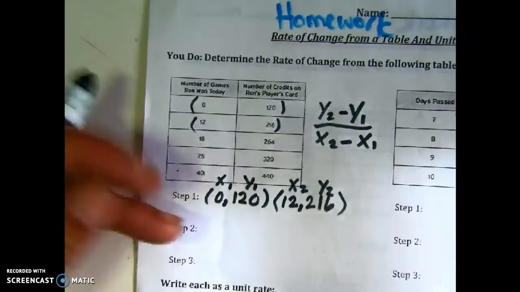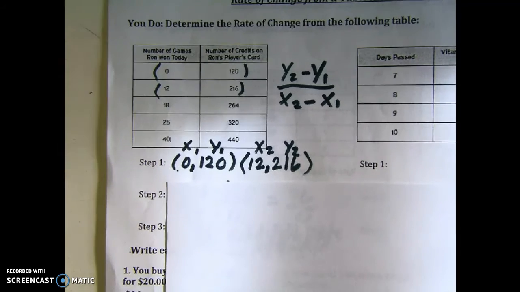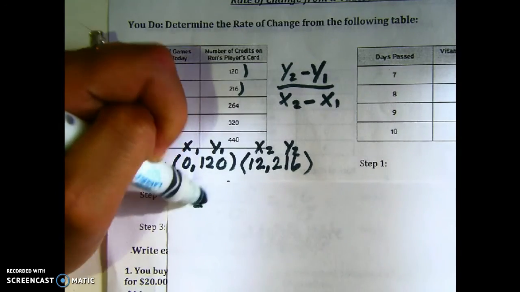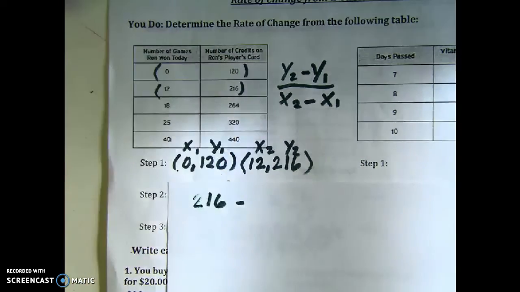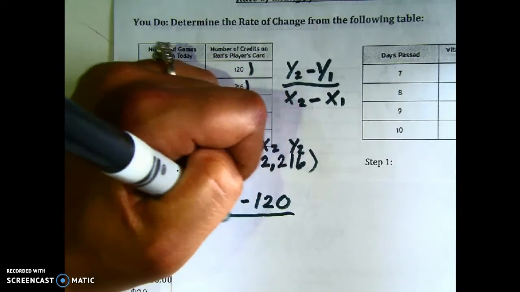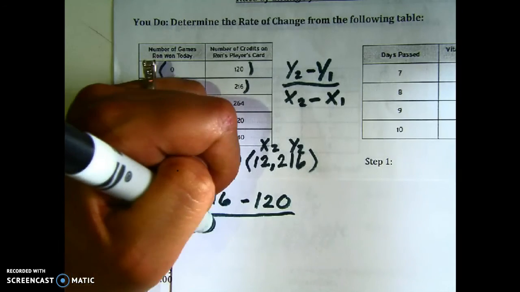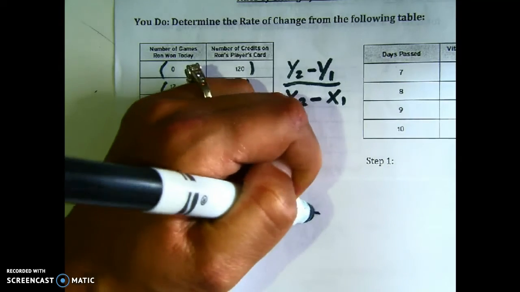Now that I've labeled my coordinates here, I'm going to do the second step, which is to just plug them in. My y2 is 216 minus, I'm just following the formula, y1, which is 120. I'm going to put that over my x2, which is 12, minus my x1, which is 0.